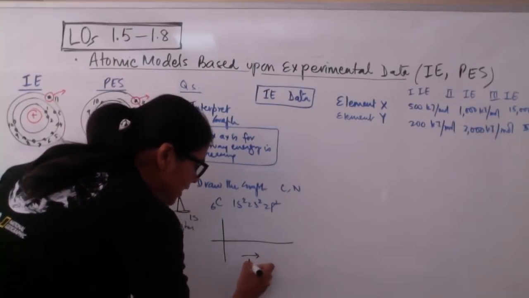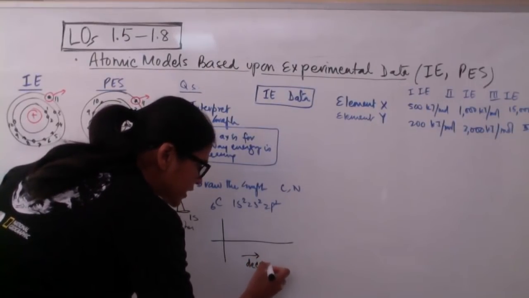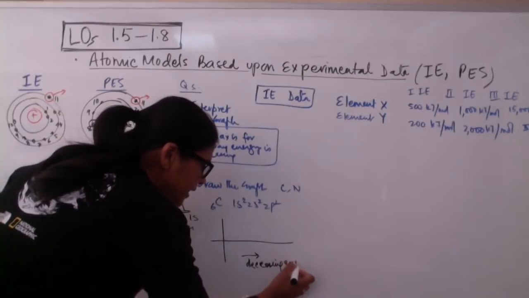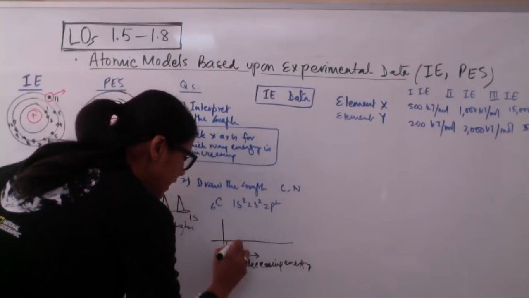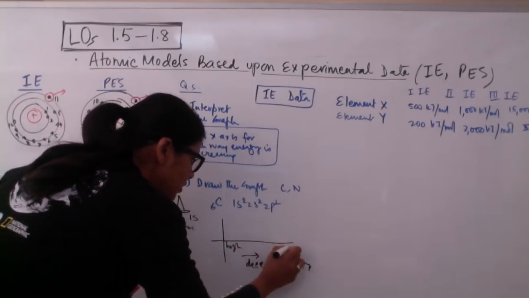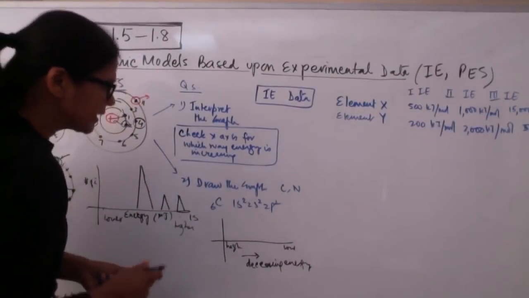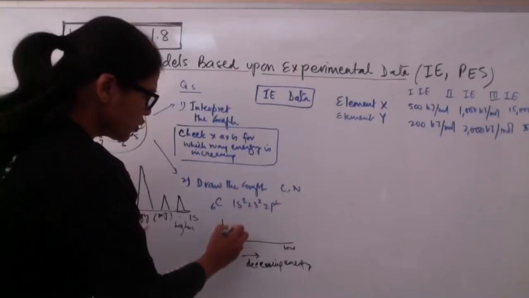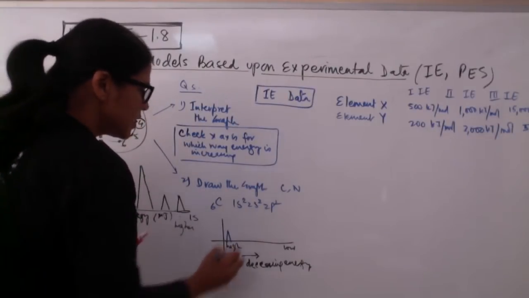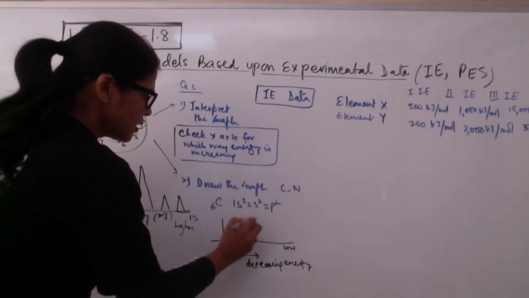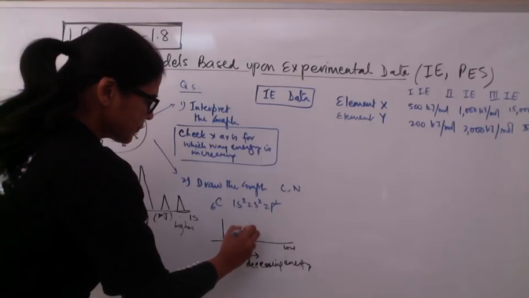So let's say this time we draw it in decreasing energy. Decreasing energy means high is here and low is here. And I'm drawing carbon right now. So 1s2 will be here, 2s2, 2p2.